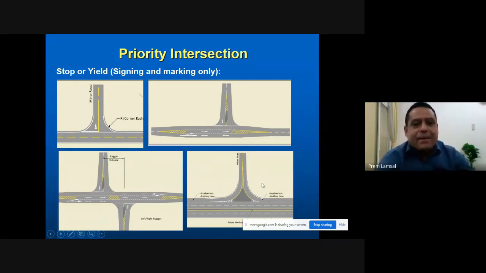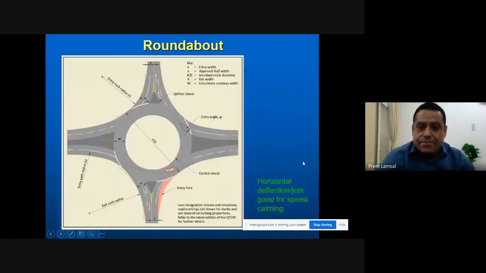Similarly, this is the typical right-in, right-out. We call it right-in, right-out in the Middle East because we follow right-hand side traffic like the US, but in Nepal, it is a left-in, left-out type of intersection. These all are priority intersections.